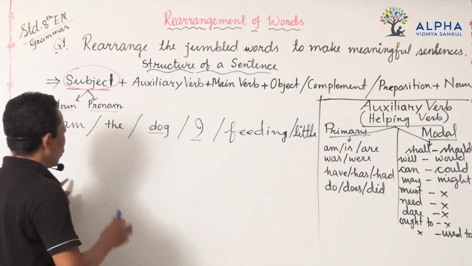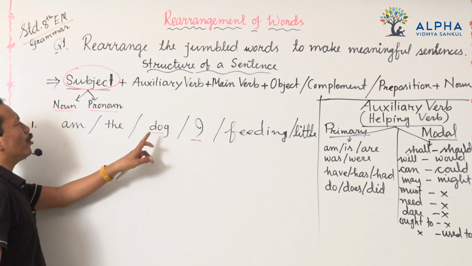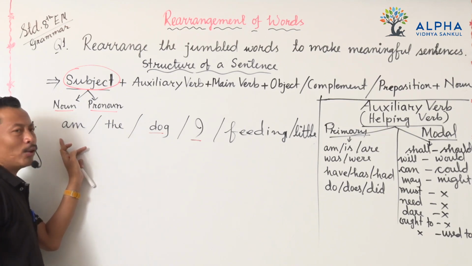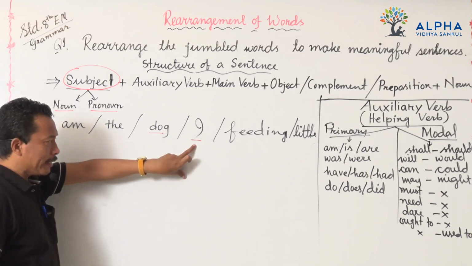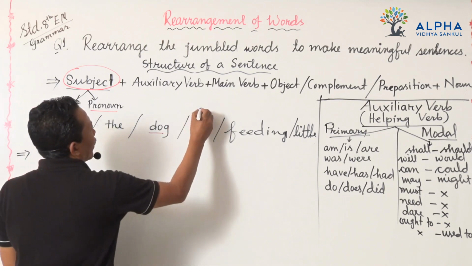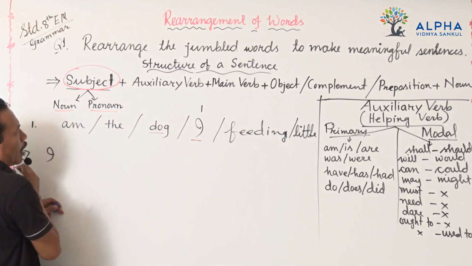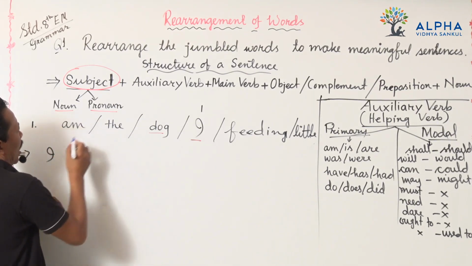But here, students, we have to understand, the verb is am. We cannot say dog am. Can you say dog am? No. Here I is there, am. And this will be I, number one. And here, now we have the subject.